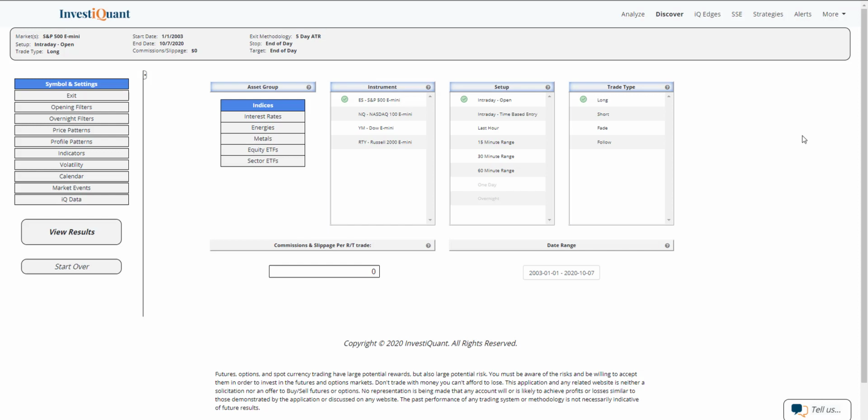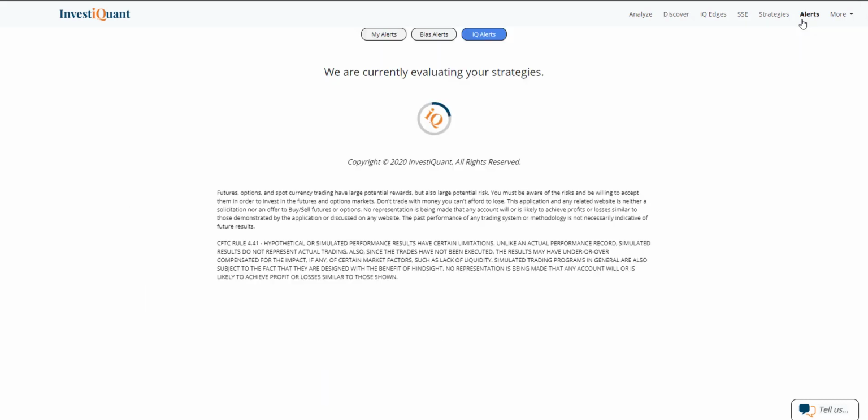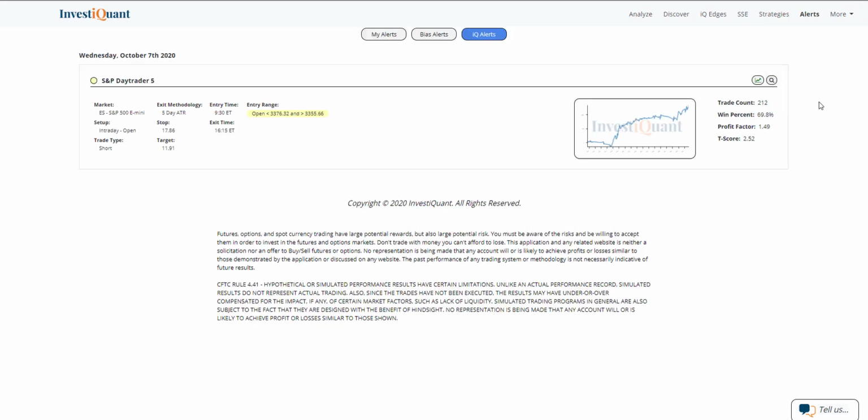I am going to show you a bias alert that is potentially going to be in play this morning. So I just hit alerts here and we'll go to bias alerts. These are the IQ alerts. These are intraday trade strategies that we have within the platform that we've recently released, and we've got one that will potentially be signaling today. It's got about a 70% win rate, a decent little strategy here, and that may or may not trigger, but it's potentially in play here this morning.